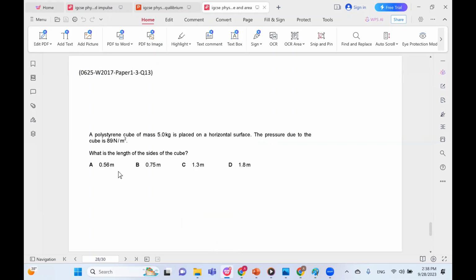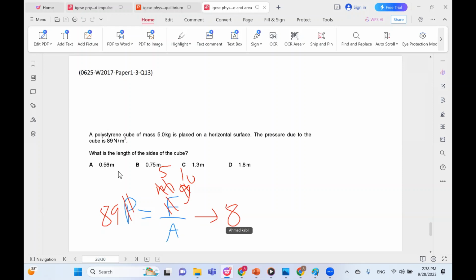A polystyrene cube of mass 5 kilograms is placed on a horizontal surface. The pressure due to the cube is 89. What is the length of the sides of the cube? So this is a bit twisted. So pressure equals force over area. We are given that the pressure is 89 and that the force is again mg, where m is 5 and g is 10. So we are trying to solve the following equation: 89 equals 50 over A.